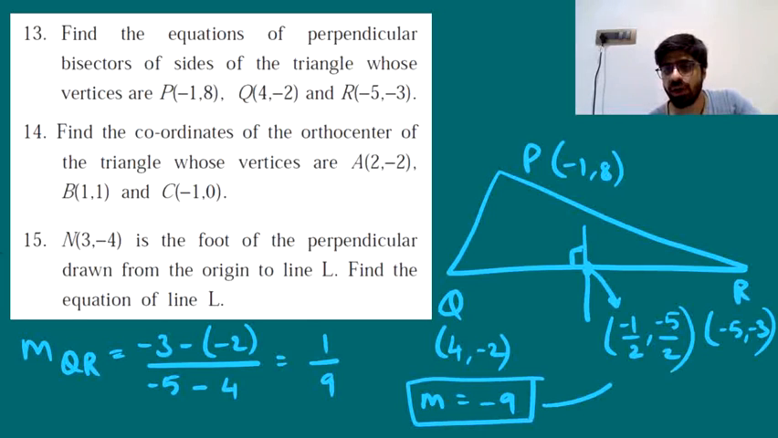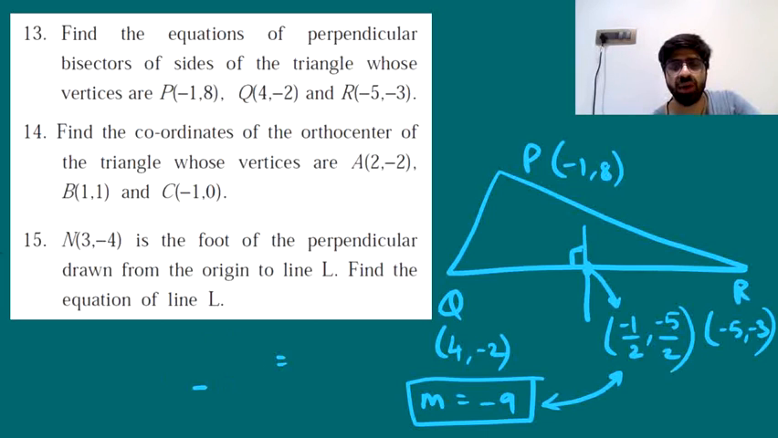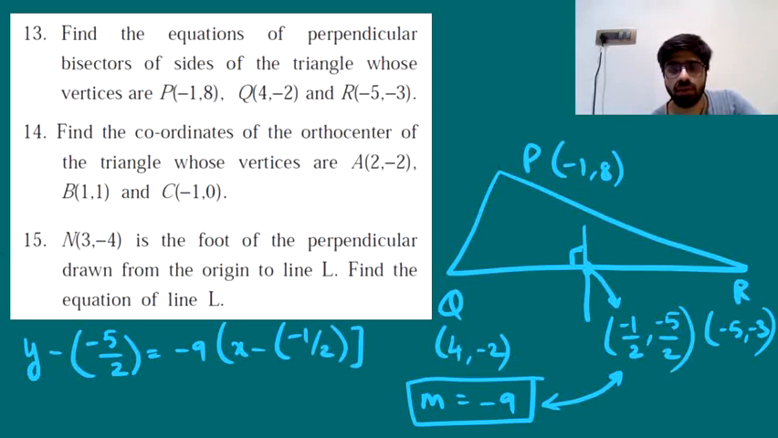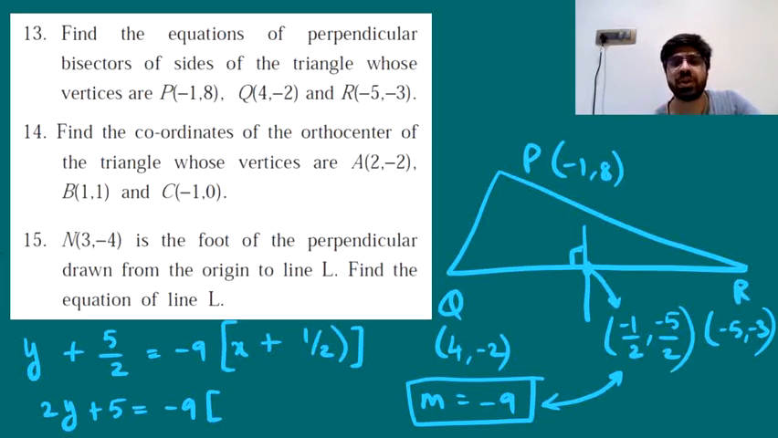We know the slope of our required line, and we know a point through which our line passes, and that is why the equation of our line will be written in the slope point form. The equation will be y minus y1 equals m into x minus x1. So this will become x plus half, and this will become y plus 5 by 2. Let's multiply the two sides first with a 2. So we will have 2y plus 5 equals, I know that there's a -9 here, into 2 will be -18, but we will prefer to take that 2 inside the bracket. So we will have 2x plus 1 inside the bracket.